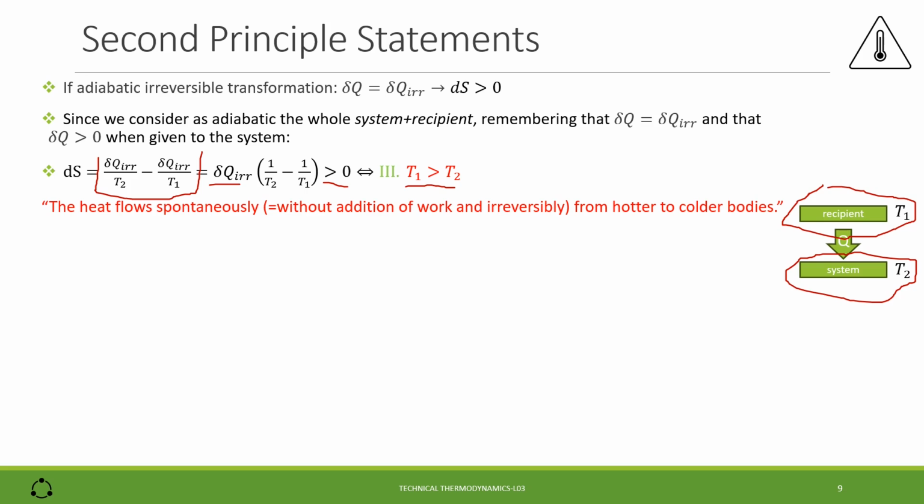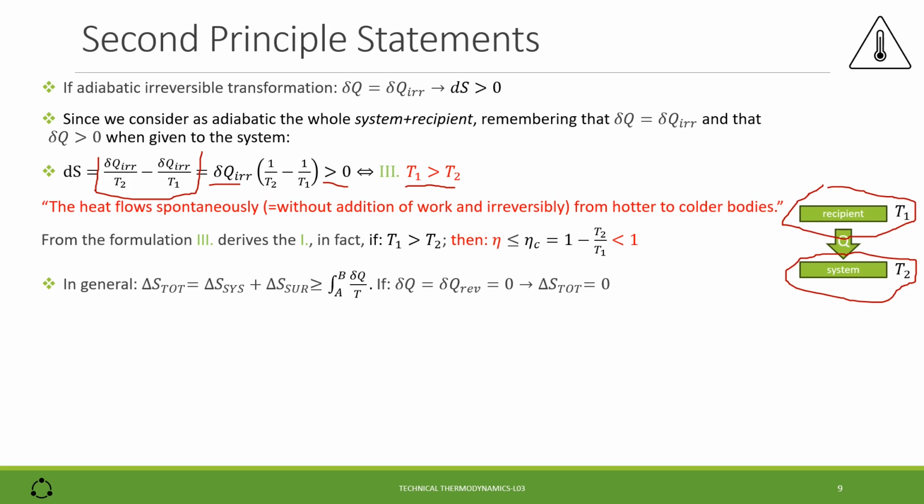What does it mean spontaneously? Without addition of work and irreversibly. From the formulation 3 derives the formulation 1. In fact, if T1 is greater than T2, then the efficiency, which is always less than the Carnot efficiency, is also less than 1, because the ratio T2 over T1 is less than 1.